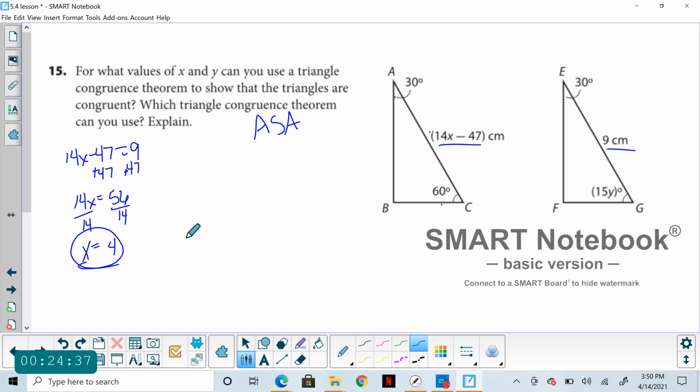So if x is equal to 4, then our sides would be equal. But we'd also need our second angles here to be congruent. So we would need to have 60 equal to 15y. And if I divide by 15 on both sides, then y has to be equal to 4. So if x is 4 and y is 4, then our triangles are congruent.